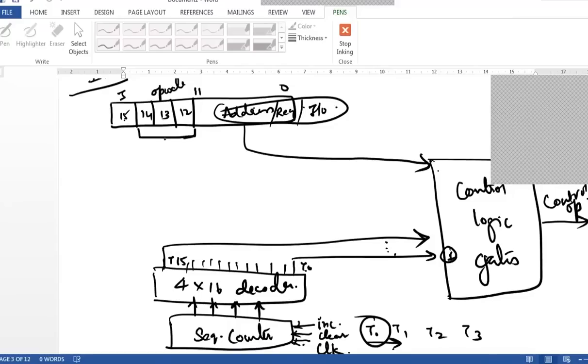Apart from this, these 3 bits would again go to a decoder. 3 bits, so a 3x8 decoder.